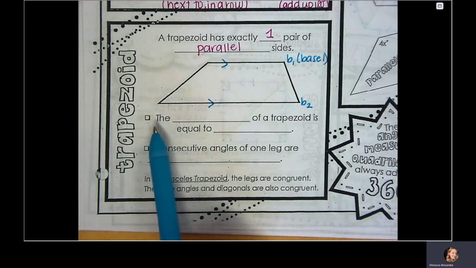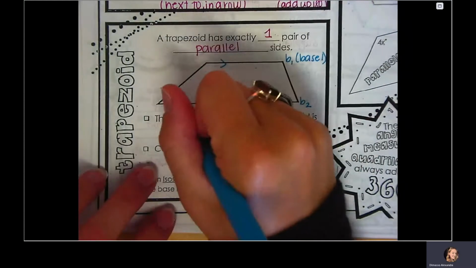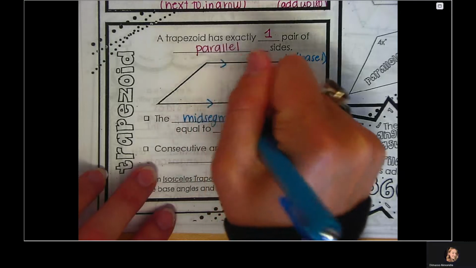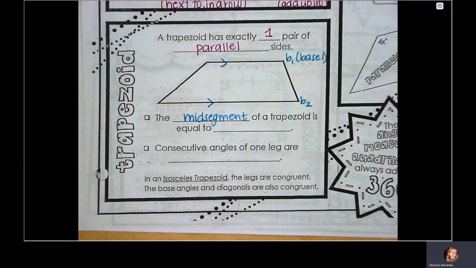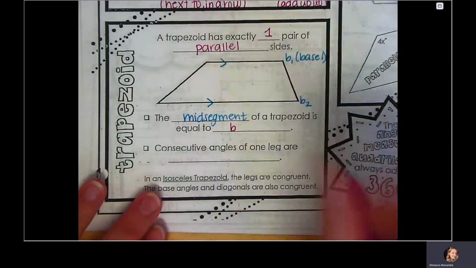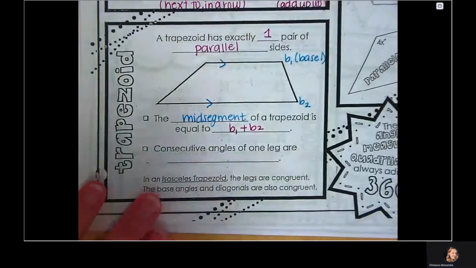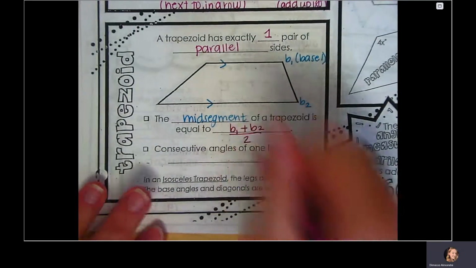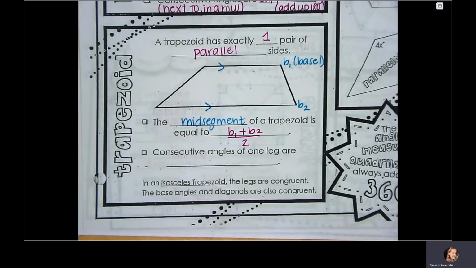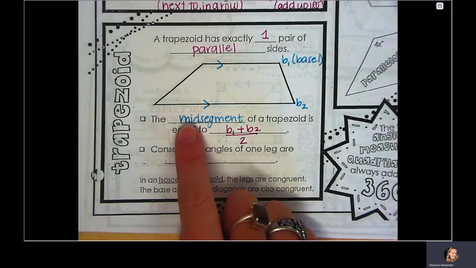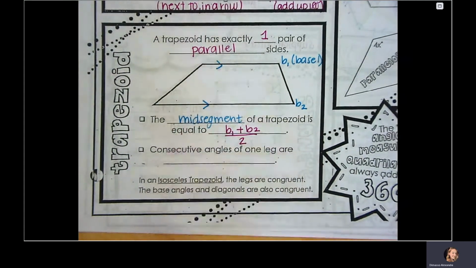To find the mid-segment of a trapezoid, you will take base 1 plus base 2 and divide by 2. So I'll show you what I mean. Base 1 plus base 2 divided by 2. Now, what does the word mid mean? Halfway. It's right in the middle.